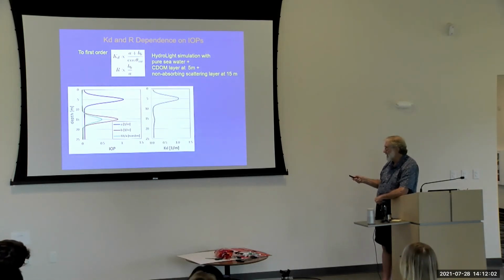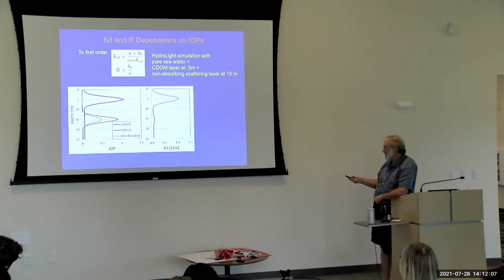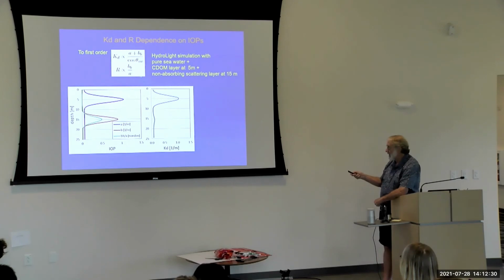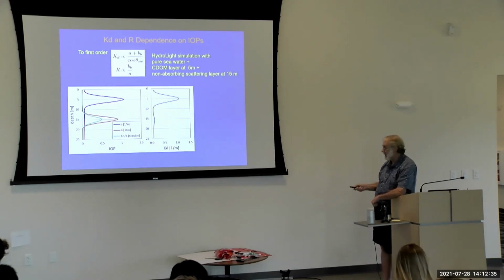So here's K_D. It comes in, and this is computed, not just from that formula, but out of HydroLight. So here's K_D, and it tracks very nicely with the absorption. So going through this, light being absorbed very strongly means a high K_D. We come out here, well, there's a little bit of a bump in K_D due to the backscattering here, but it's pretty small compared to the absorption. So as I said, K_D is a very absorption-like AOP.